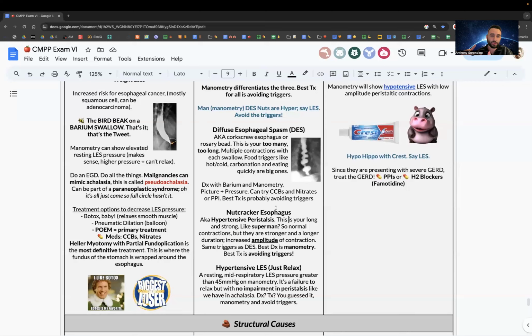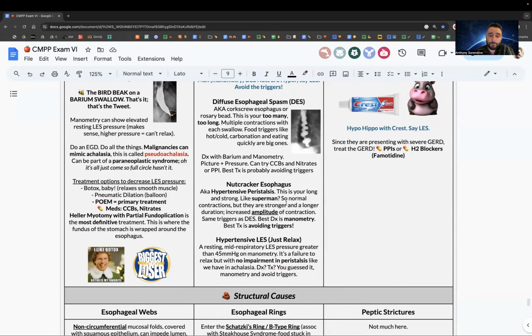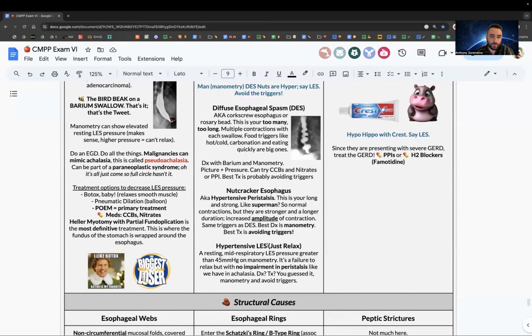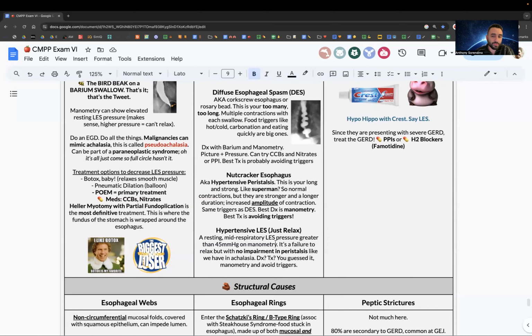So again, you can diagnose this with, you can actually do a barium swallow and manometry. You can try calcium channel blockers and nitrates, but again, the best treatment is probably avoiding triggers. All right, so the middle one of these 3 is the nutcracker esophagus. This is also called hypertensive peristalsis. This is your long and strong. This is like the Superman. He's tall and strong. So they're normal contractions, but they're stronger and they're a longer duration. So there's an increased amplitude here. And it's the same triggers as diffuse esophageal spasm. Same diagnosis, same treatment.